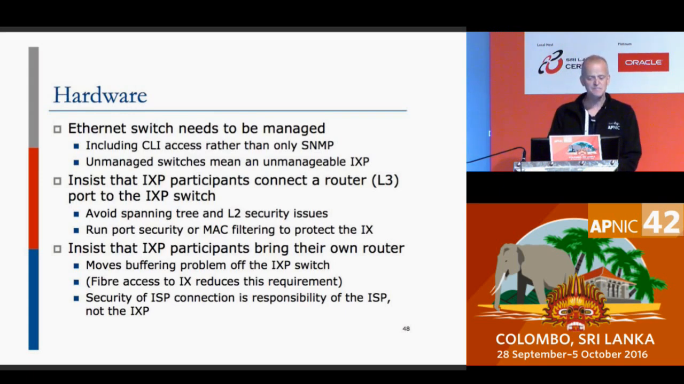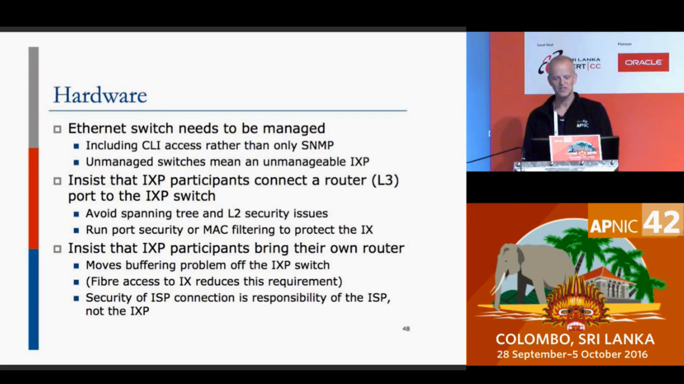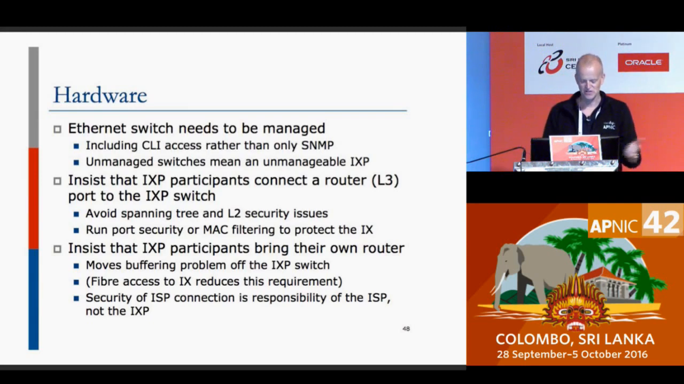Insist that IX participants bring a router, so connect a router to the switch. You don't want spanning tree and layer 2 security issues. I've remembered over the years some problems where service providers connected an Ethernet switch to the IX switch. Oh, well, yeah, but it does layer 3 as well. Doesn't matter. We don't want spanning tree or any other layer 2 issues.